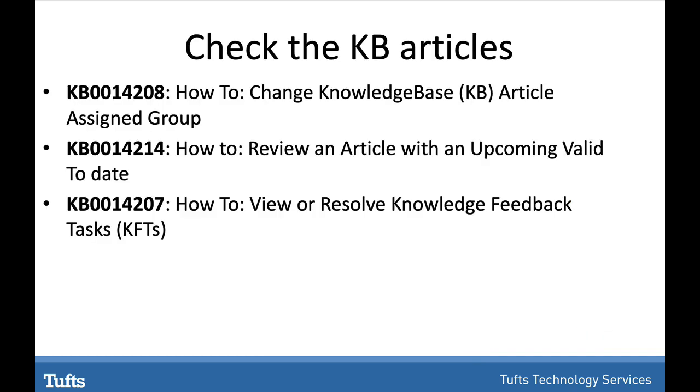And something to keep in mind if you need help is there are knowledge base articles for all of these actions. If an article is assigned to your group and you think it shouldn't be, you can search TechConnect for the knowledge base article of how to change the knowledge base or KB article assigned group. If you need a recap on how to review an article with an upcoming valid to date, you can search the knowledge base for that article. And there's also an article on how to view or resolve knowledge feedback tasks.